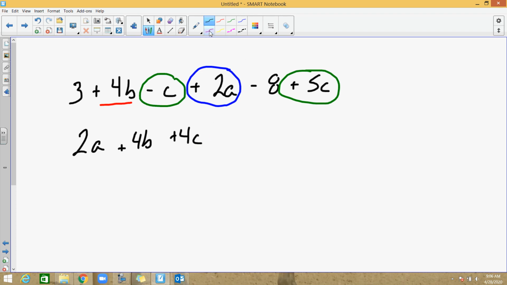And then last, but definitely not least, I have these guys here. I have a 3 and a negative 8.